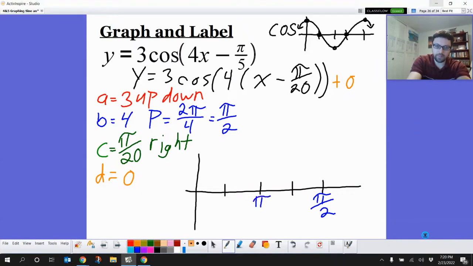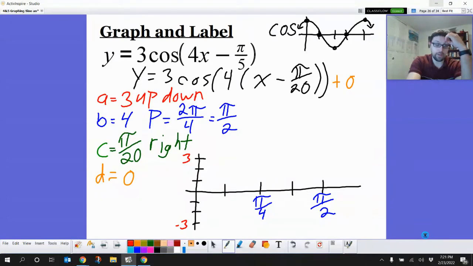Halfway is going to be pi over 4. My amplitude is going to be up and down 3. So 1, 2, 3. My sinusoidal axis has not shifted. 1, 2, 3, -3.